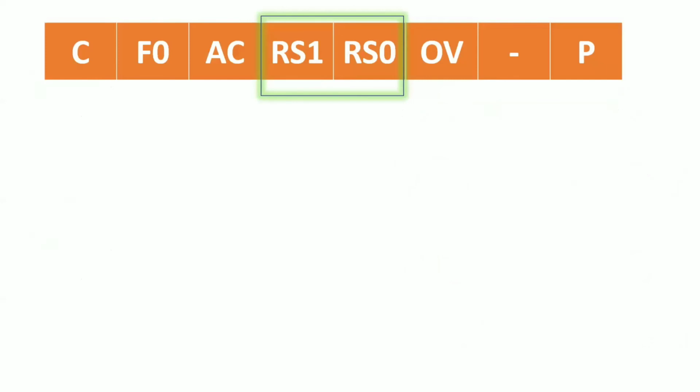Now the next 2 bits are your register bank select. You tell me how many banks are there? Bank 0, bank 1, bank 2, and bank 3. By default, what is the bank? Bank 0 is the default bank. Whenever you want to access a particular bank, you will use the register bits RS1 and RS0. These bits are also known as register bank select.